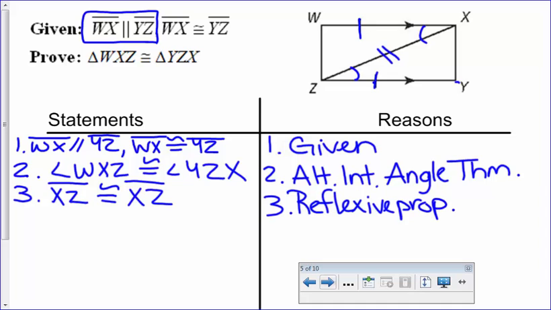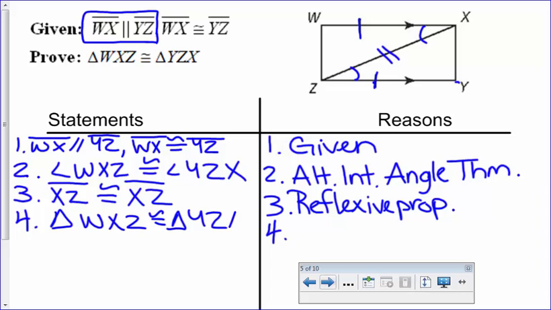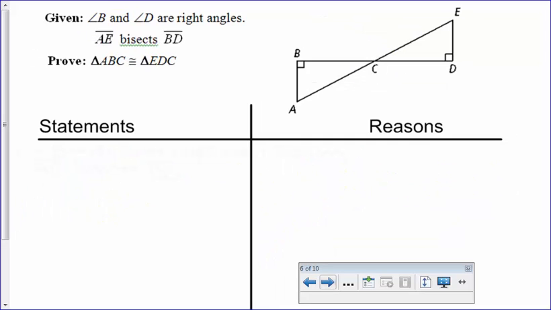Okay, so now that's all we're allowed to mark. They don't give us anything else. Let's take a look at our order. These 2 triangles are congruent. Triangle WXZ is congruent to triangle YZX, and that is the order of side, angle, side. Okay? So hopefully you can get the alternate interior angles correct.